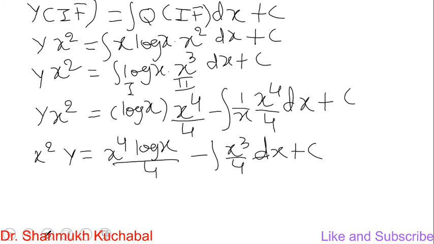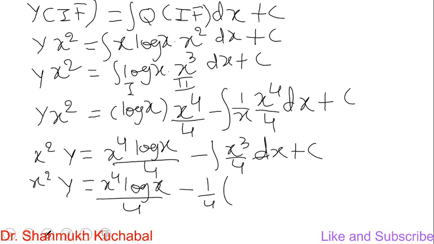Now we simplify further: x square y as it is equals x raised to 4 log x divided by 4 as it is, minus the integration of x raised to 3, which is x raised to 4 divided by 4, and the constant of integration c as it is. So this is the required solution of the linear differential equation.